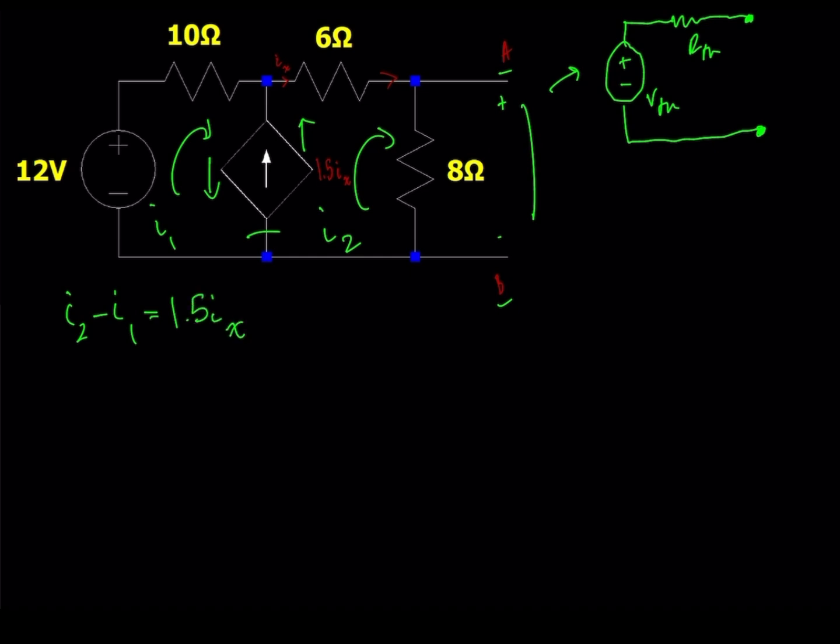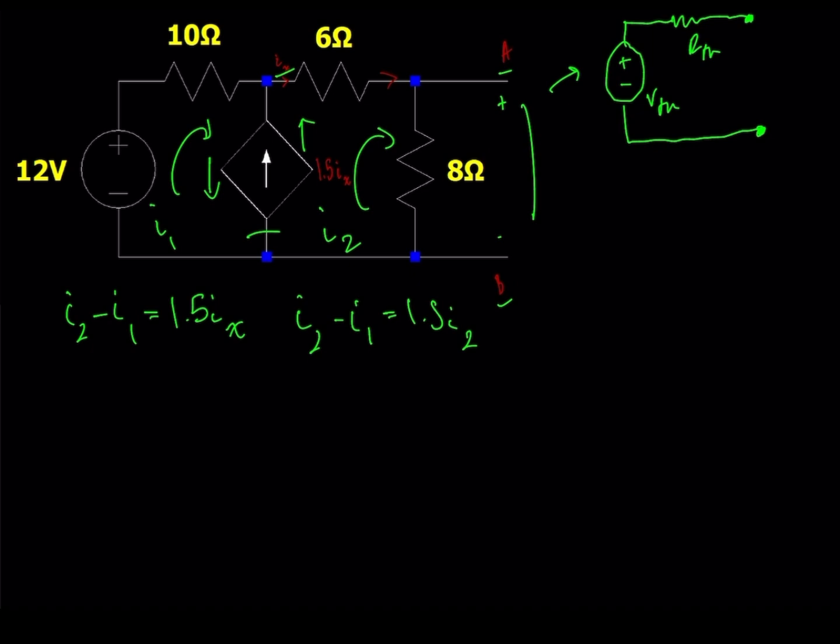Now if we look closer, we can realize that this dependent current source is dependent on this IX variable, the current going through this 6 ohm resistor. And the way we've defined these variables, that value is actually just equal to I2. So we can substitute that in this equation, and that simplifies things considerably.